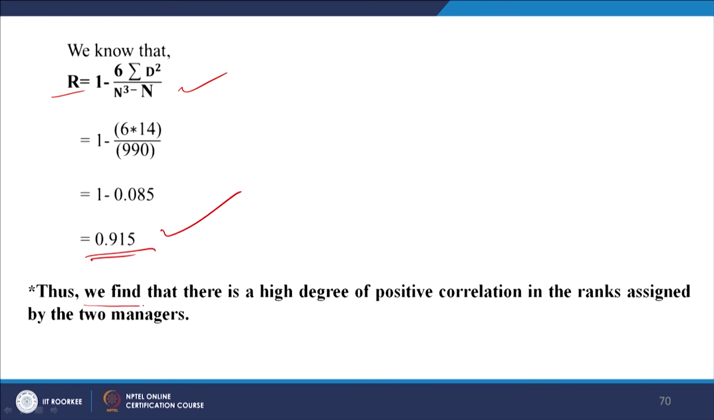Thus we find that there is a high degree of positive correlation in the ranks assigned by the two managers. Why is it helpful? Because it says the two managers are thinking alike, right. Otherwise we would have said the managers are thinking differently. Okay. So, this is about Spearman's correlation.